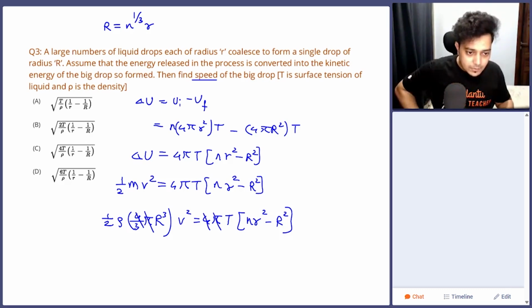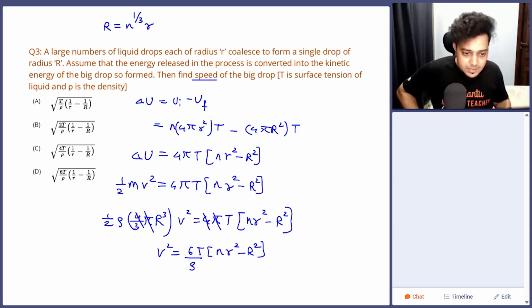4 pi cancel. Then 2 will move up. Here we have v square. 2 will move up, 2 into 3, that will be 6. So we can move 6 to the other side, that will become 6T. And here n r square minus capital R square. This rho will go down in the denominator, and capital R cube will also go down in the denominator. So I will split here capital R cube.